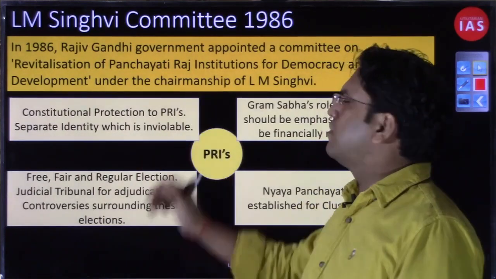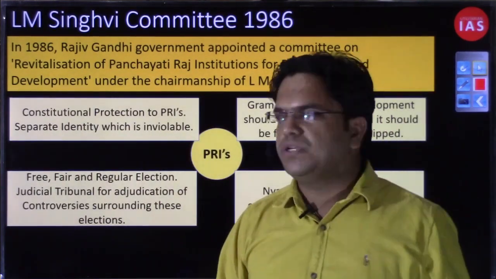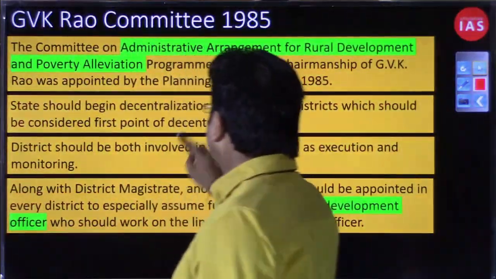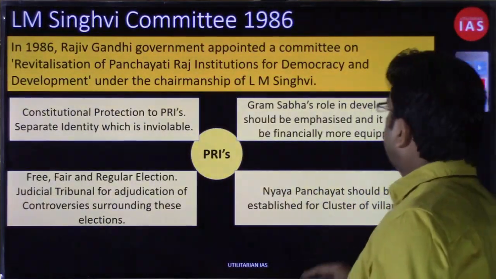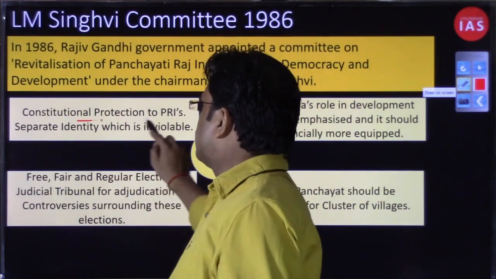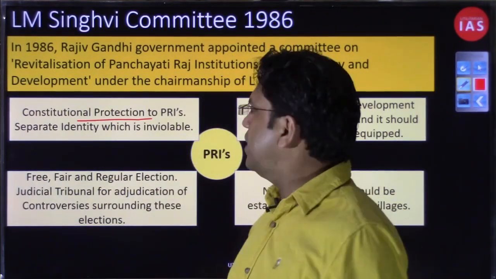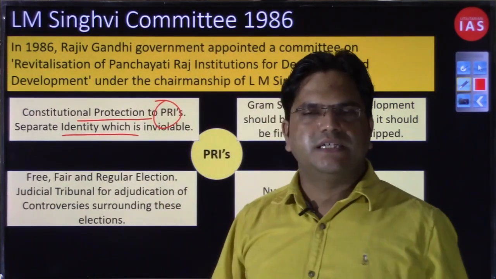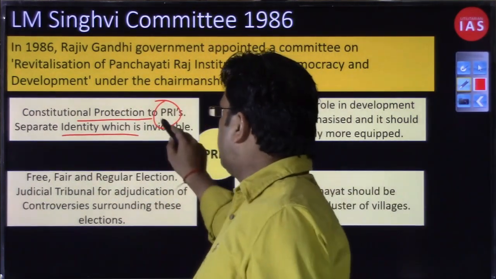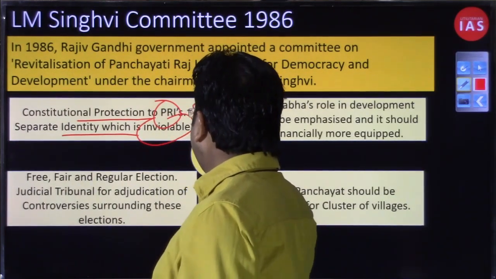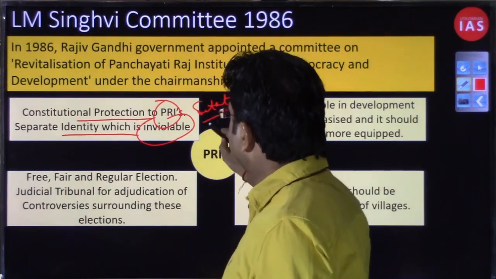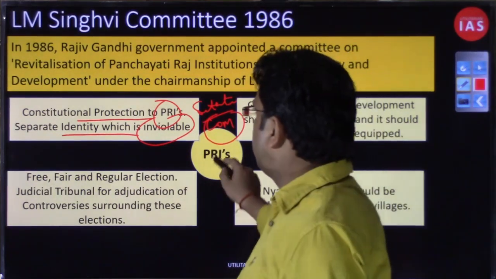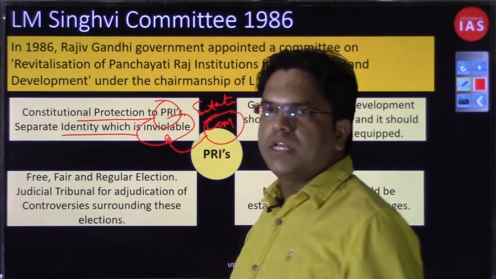Now the notable feature of this LM Singhvi committee is that for the first time any committee is going to talk about conferment of constitutional status, right? Constitutional protection should be provided to Panchayati Raj institutions so that they could have a separate identity which will be inviolable, right? The state at its whims, or the council of ministers at his or her whims or fancies, should not dissolve it, right? It should have a constitutional identity.